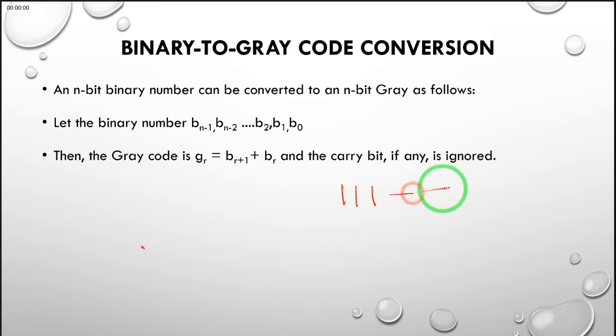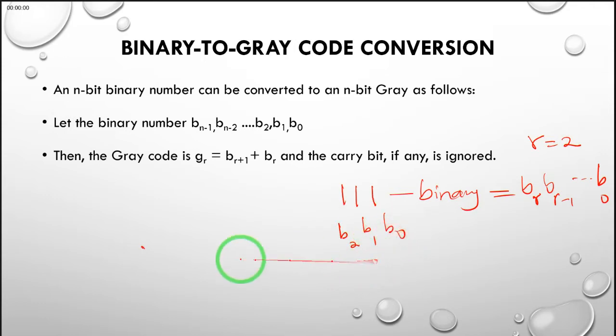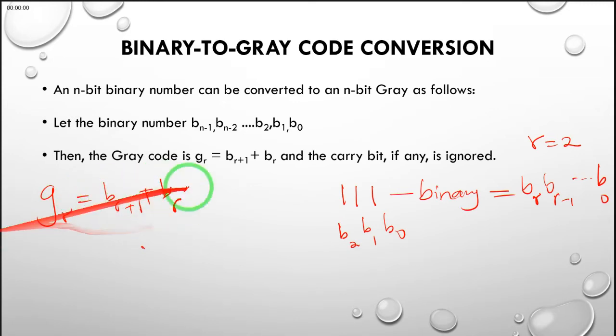This is your binary number, and therefore you can represent it as b_{n-1} all the way to b_0. So in this case, r is 2. So what we have here, you can see that this is b2, b1, b0. So for us to generate our gray code g_r, we will simply say that g_r is going to be b_{r+1} plus b_r, and that is straightforward.